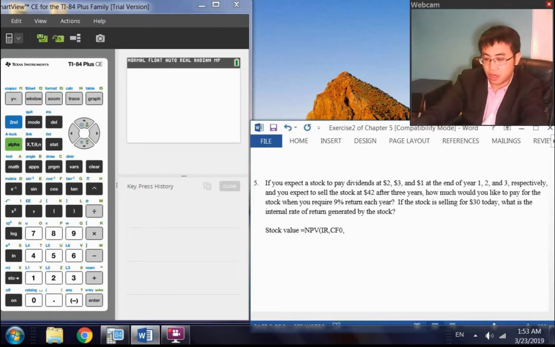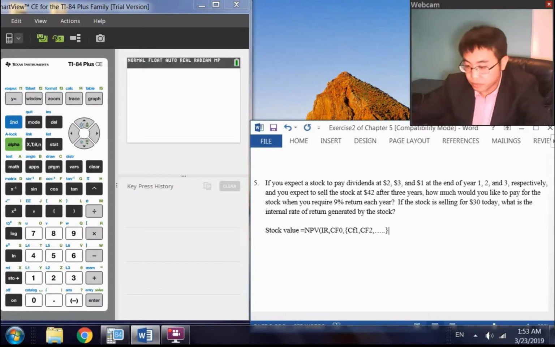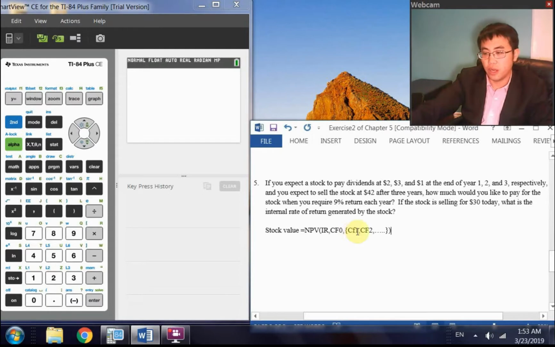And then you are going to use this brace and put all the future cash flows in. Cash flow 1 separated by comma, cash flow 2, I'll just use capitalized always. And then for all the future cash flows, close brace, close parenthesis. So that's how we do the job. And in this particular case, you need to use the NPV function.